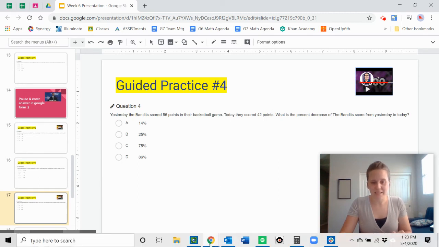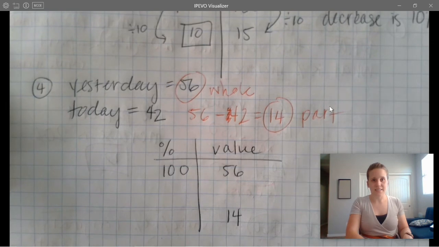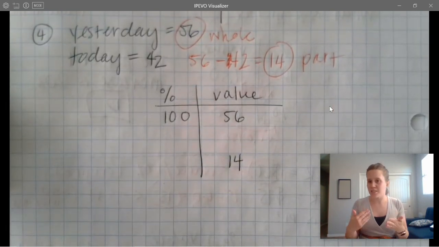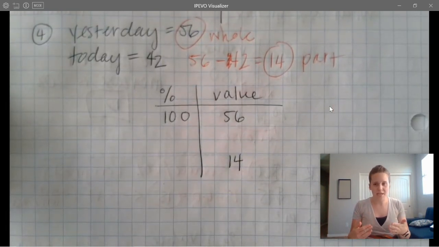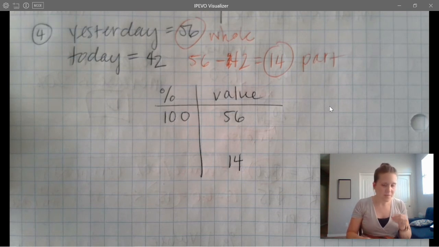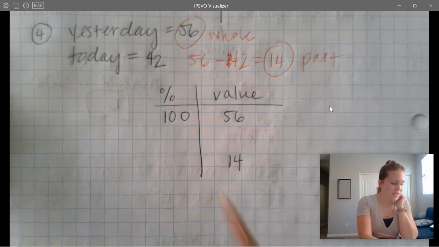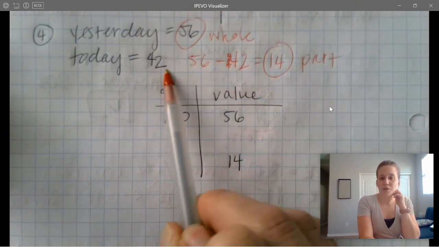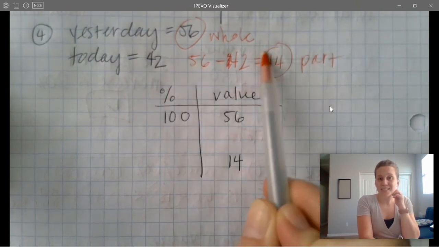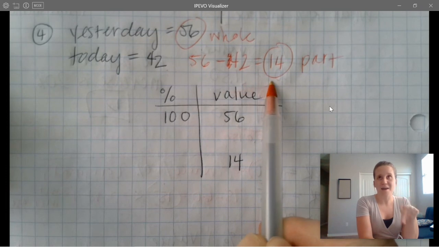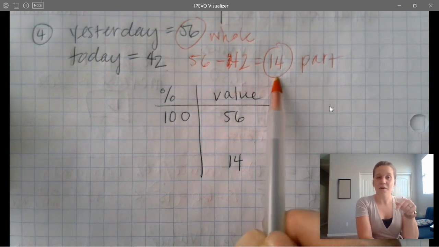All right. I went ahead and stopped solving because I just want to talk through the thinking in the ratio table. There are some really great shortcuts here that I want to point out to you and make sure you have in your notes, okay? We know that yesterday was 56, today is 42. Therefore, the amount of decrease was 14 points. They scored 14 fewer points today than they did yesterday.